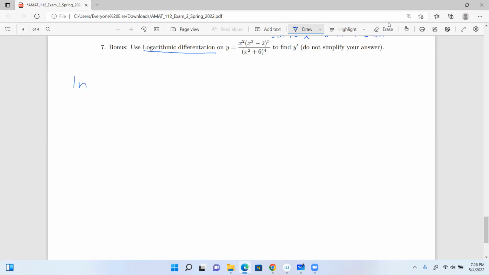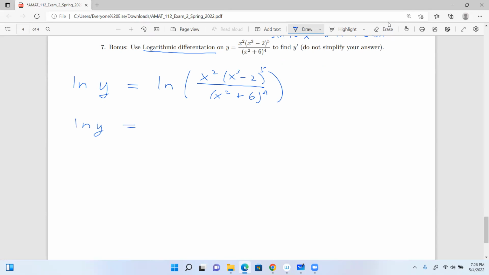So we want to use logarithmic differentiation, which involves taking the natural log of both sides of the expression or the function or whatever you want to call it. This is a 5 here. And now we're going to use the properties of the logarithm. So now we have a quotient.